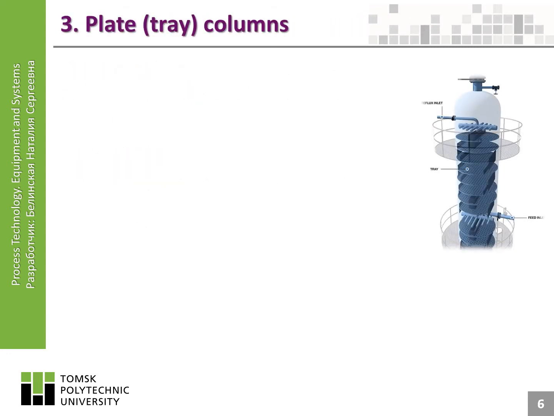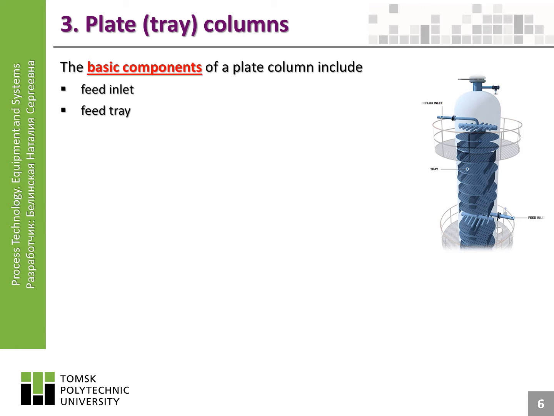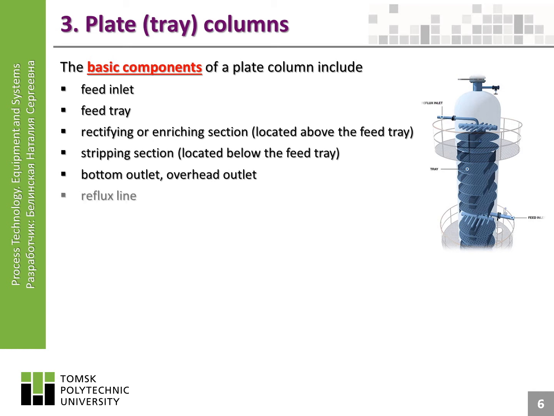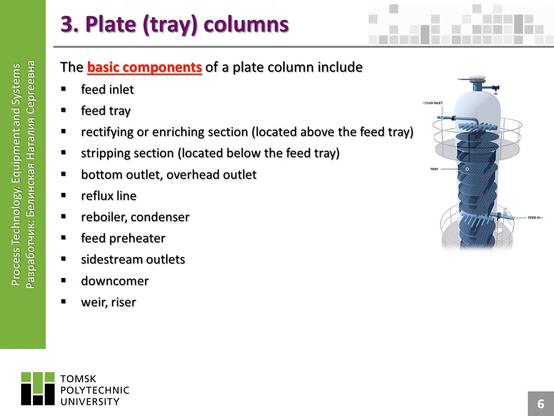Plate, tray, columns. The basic components of a plate column include feed inlet, feed tray, rectifying or enriching section, located above the feed tray, stripping section, located below the feed tray, bottom outlet, overhead outlet, reflux line, reboiler, condenser, feed preheater, side stream outlets, downcomer, weir, riser, pipes, pumps, valves.